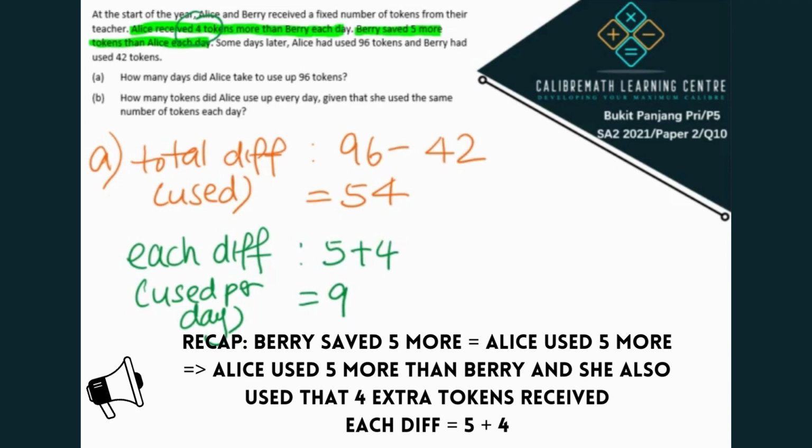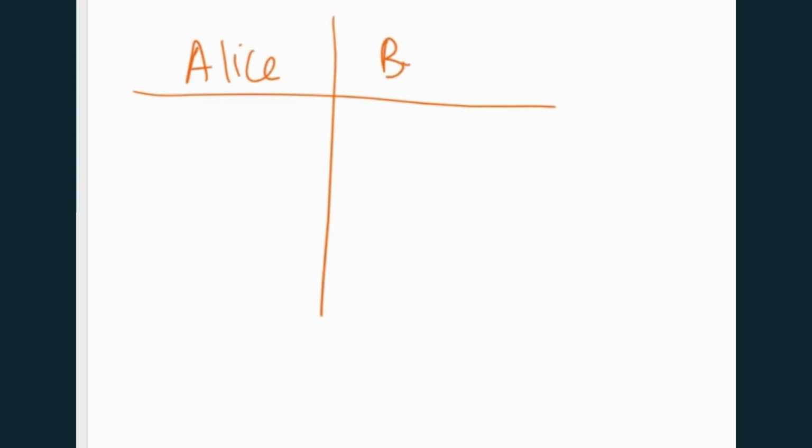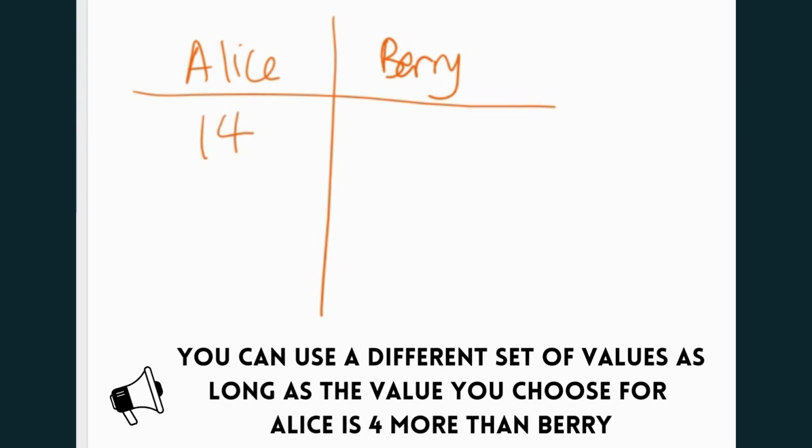Now, if you're still a little unsure why the each difference used per day is 9, let me draw a table to illustrate this. So I have Alice and Barry on each side. Now, we are given that Alice received 4 tokens more than Barry each day. So we're going to use a set of values. In this case, I'm going to use 14 and 10. You could definitely use another set of values that are different from mine, and it's going to be fine.